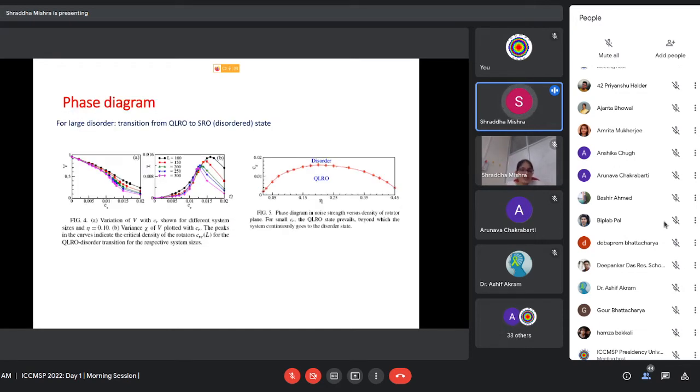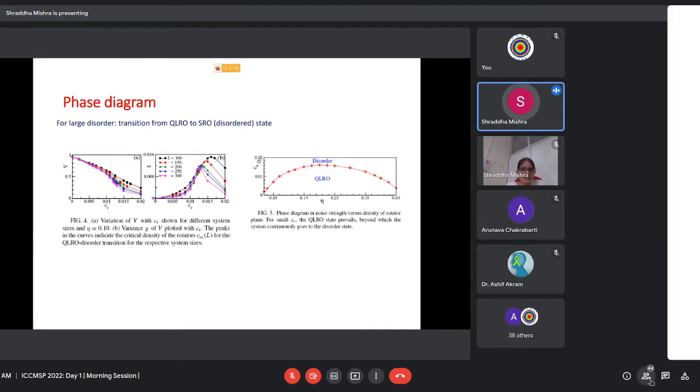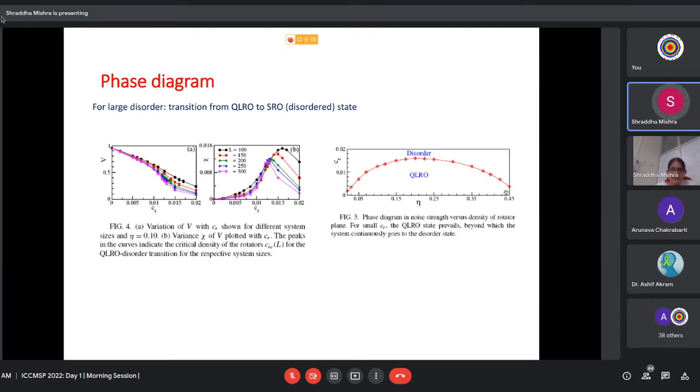Then we further increased the obstacle density, and we found that there is a transition from quasi long range order to disorder. This is a phase diagram in the noise strength versus obstacle density space. Below this red curve there is a quasi long range ordered state, and above this red curve there is a disordered state. Along this horizontal line for zero obstacle density, there is obviously a transition from long range order to a disordered state, but up to a certain eta there is a long range ordered state.